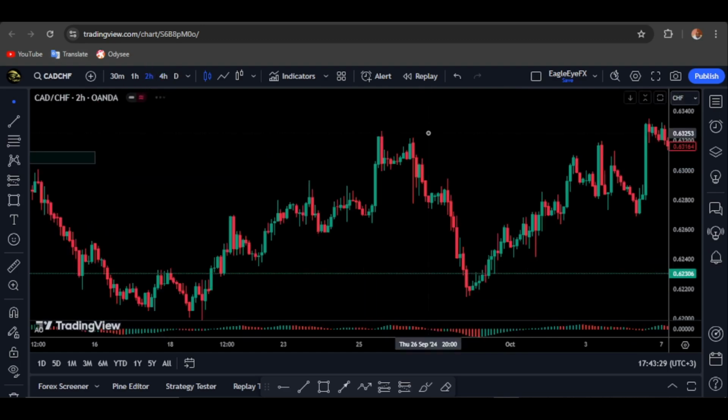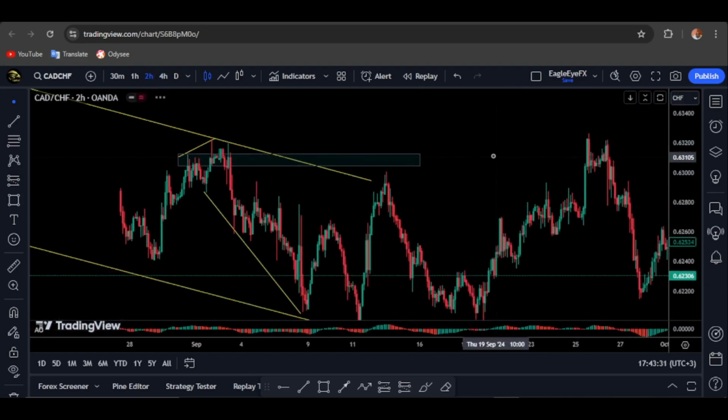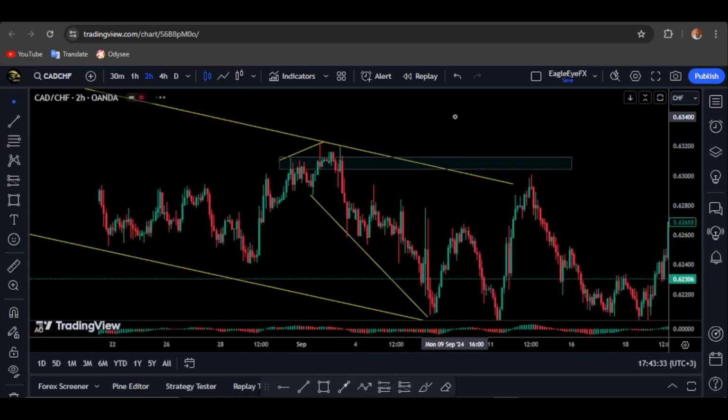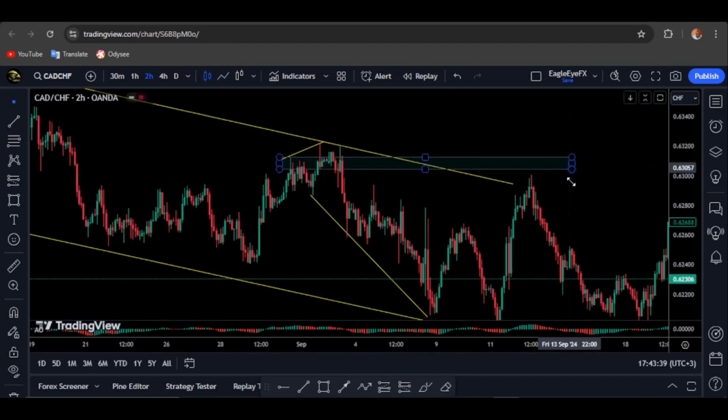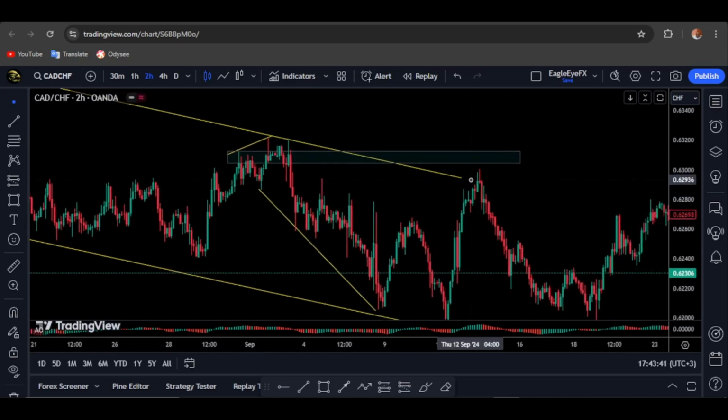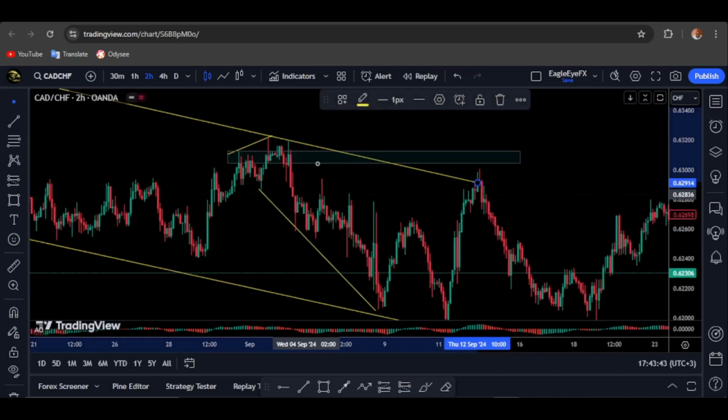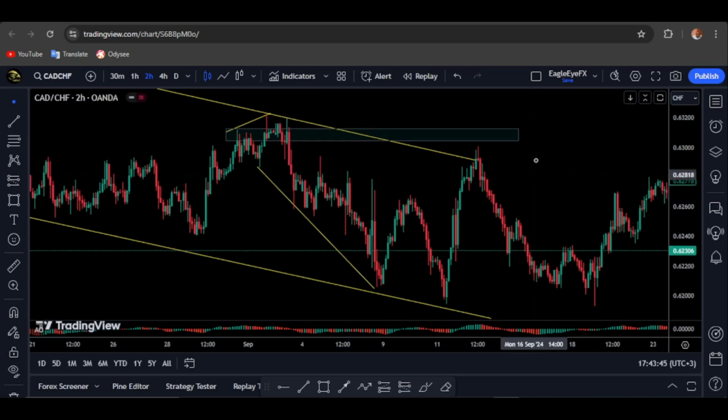That's the 4-hour time frame. Let's go down to the 2-hour time frame. And if you go to the 2-hour time frame, and even if you convert it to the line chart, you still see the same thing: higher highs and lower lows. So what we'll be doing is waiting.